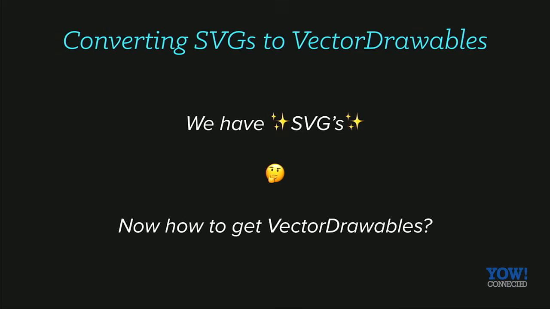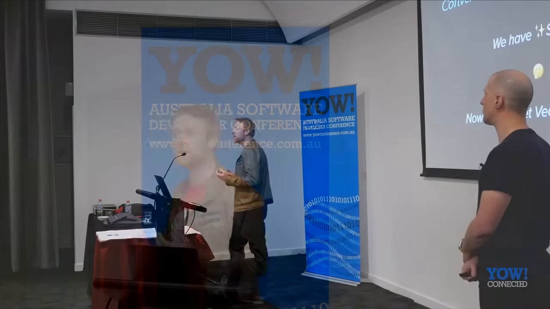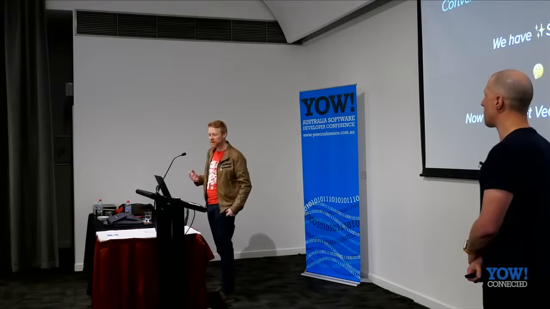So your very talented designer, internationally renowned, has given you a zip file filled with beautiful, handcrafted, locally sourced artisanal SVGs. But now, as an Android developer, we've got a problem. How do we convert those SVGs into vector drawables? Because as we know, there are lots of things that the SVG format supports that the vector drawable format can't handle. And there are a couple of different ways that we can do this conversion process.